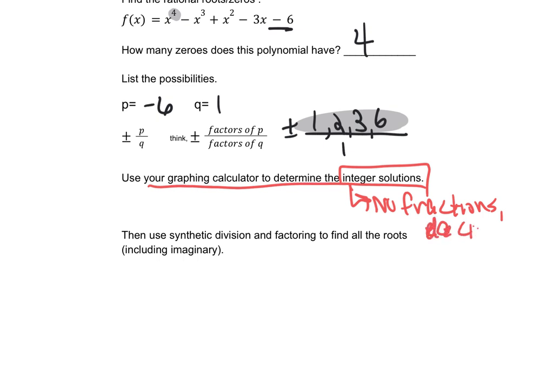Decimals, no decimals, oh my gosh, no decimals. That's supposed to be the word decimals, okay.